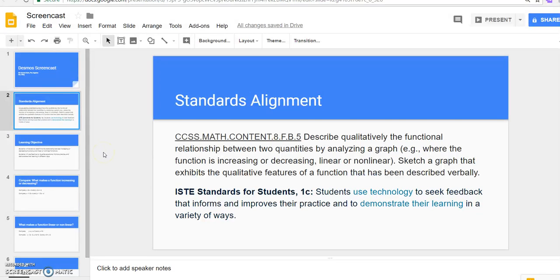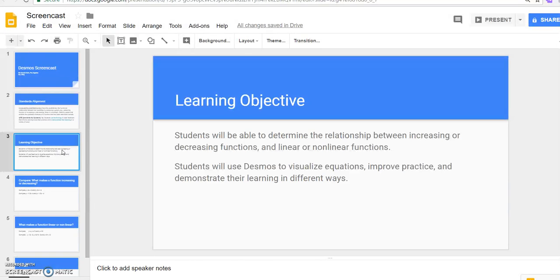And then we also have a technology lesson. Students will use technology to seek feedback that informs and improves their practice and to demonstrate their learning in a variety of ways. Our learning objectives for today: students will be able to determine the relationship between increasing or decreasing functions and linear or nonlinear functions. Students will use Desmos to visualize equations, improve practice, and demonstrate their learning in different ways. So in this screencast, we are focusing on increasing or decreasing functions, and you will be able to explore linear or nonlinear functions at a later time.